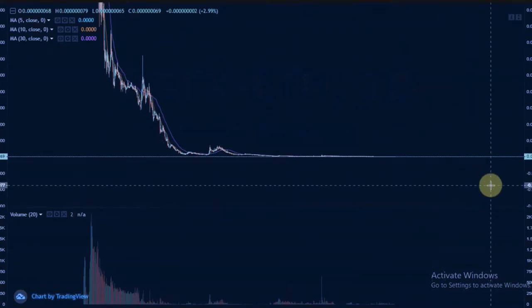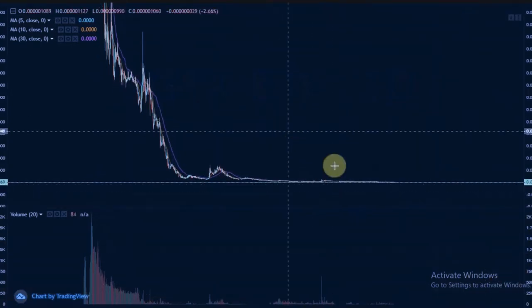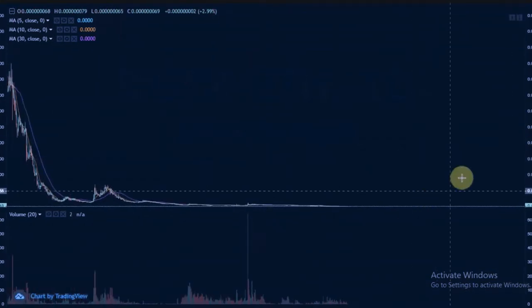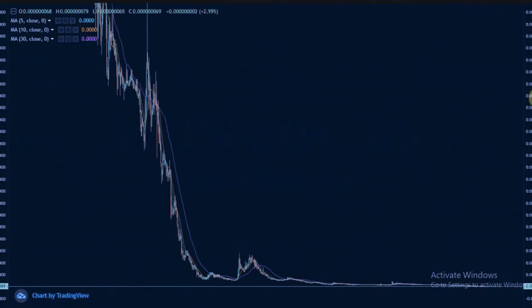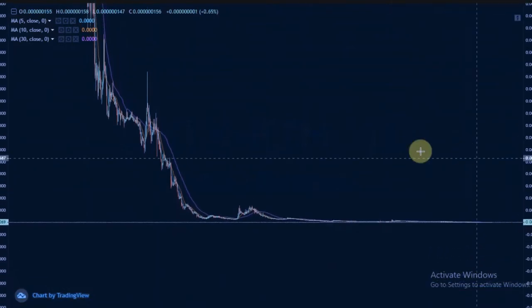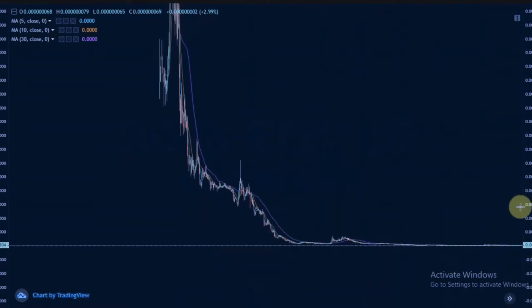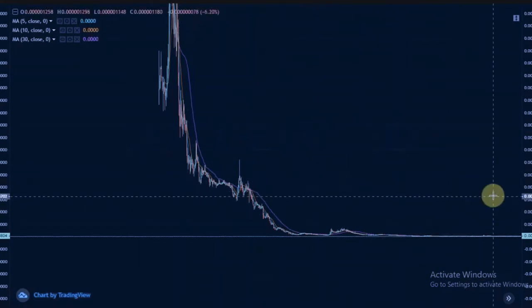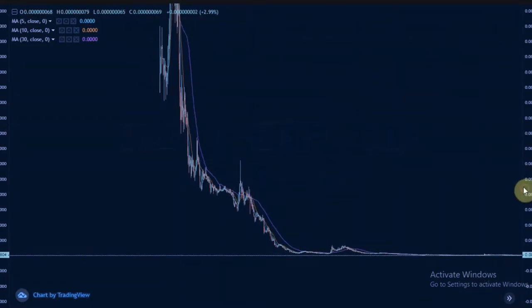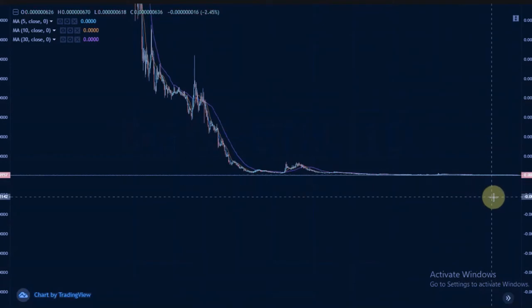It's dgtx base ETH chart. See it? The deep correction of price. See, dgtx is base token in Ethereum blockchain.